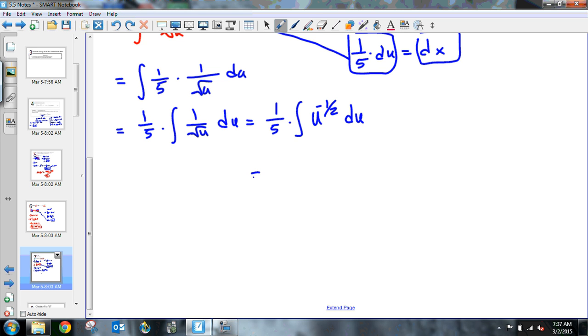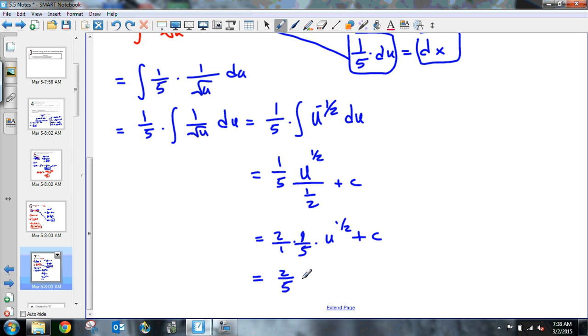But it's in terms of u. And so then I get 1/5 u to the positive 1/2, and I'm going to divide by 1/2 plus c. Let me simplify this. Dividing by 1/2 is the same thing as multiplying by 2, so I get 2 over 1 times 1 over 5 times u to the 1/2 power plus c. So that gives me 2/5 u to the 1/2 plus c.